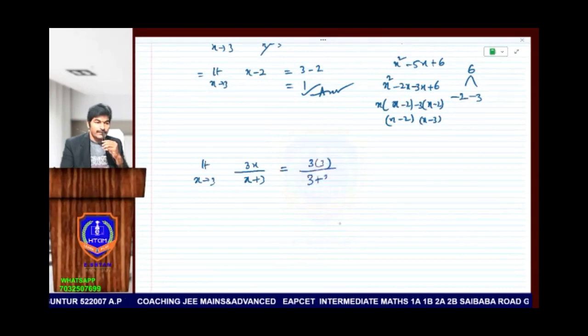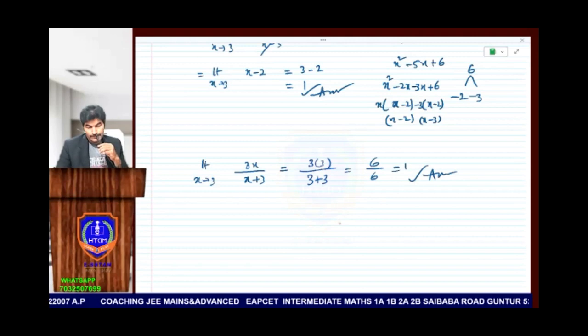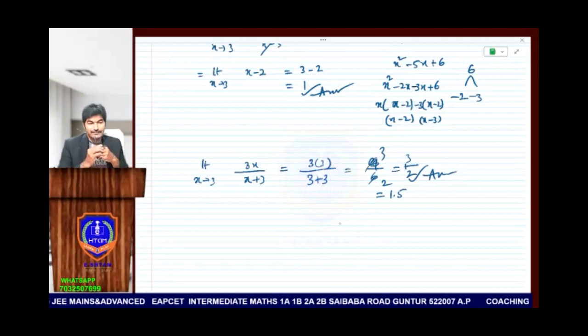So 3 plus 3, how much is that? 6. By 6, now it exists. Understood? It's 3 into 3, 9. 1.5, yes. Understood? First, you need to try the substitution. Then if it is undefined, then you can move to the next method.